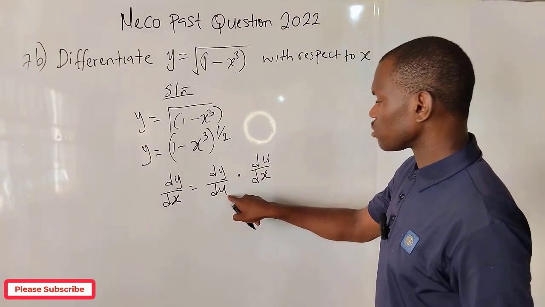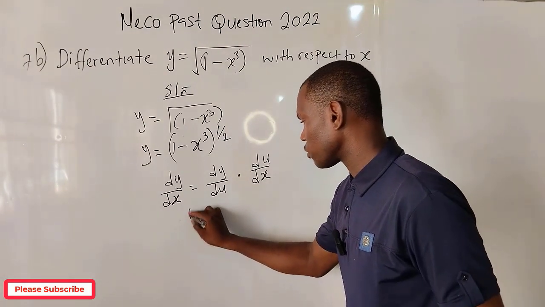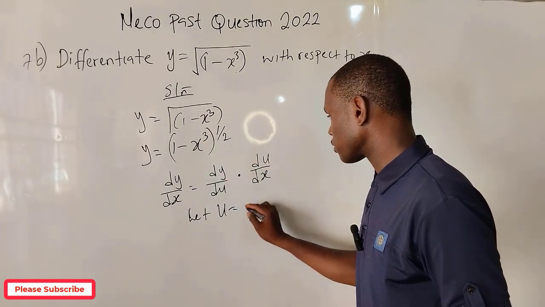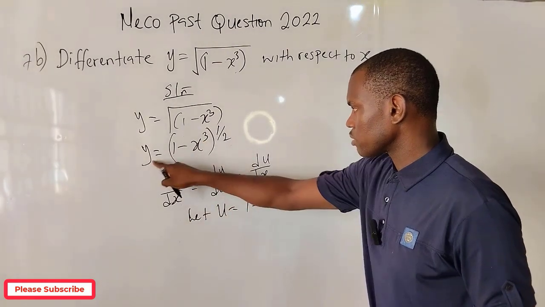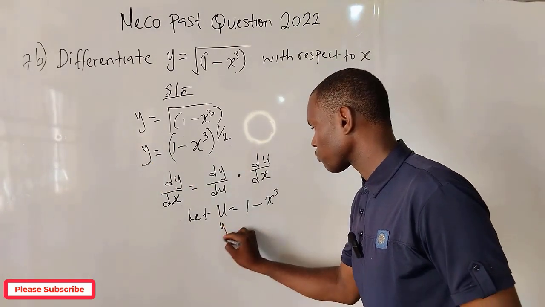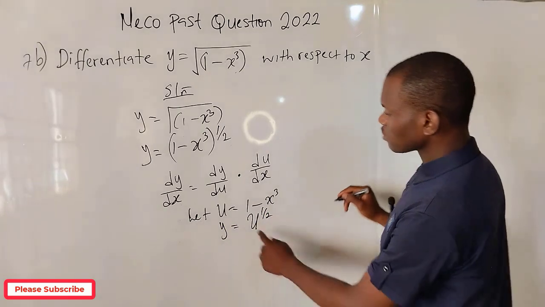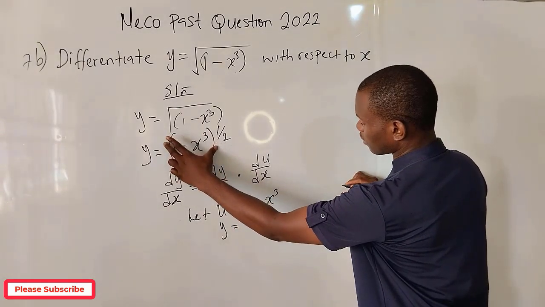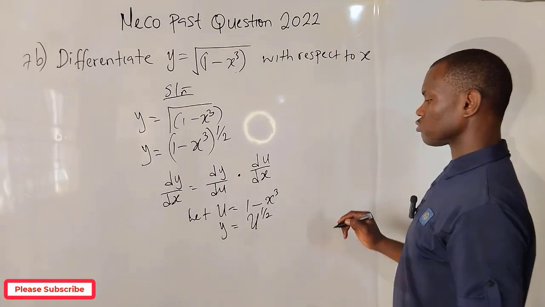Okay, so that means we need u in this expression or function. What is our u? We say let u be equal to the function inside the bracket, which is 1 minus x raised to the power 3. That means that my y will now be u raised to the power 1 over 2. Since u is now the function inside the bracket, that bracket, which is now u, is raised to the power 1 over 2.